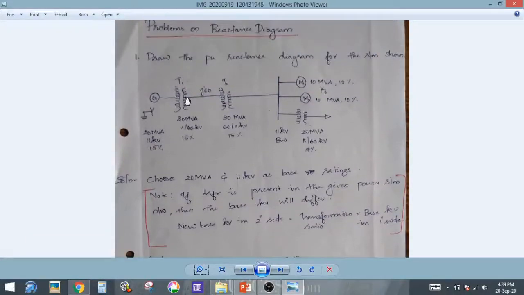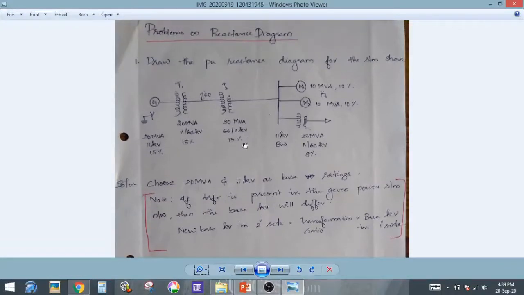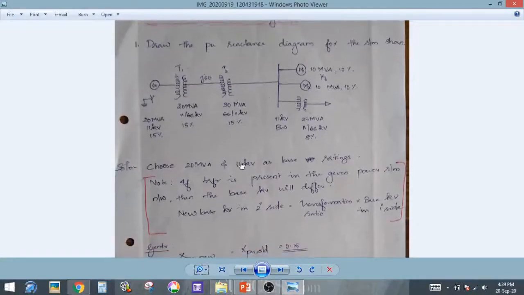We know the transformer usually changes the voltage. So from the generator up to the primary side of this transformer T1, the base kV will be the same, that is 11 kV. But from the secondary side of T1 to the primary side of T2, the value of base kV will be changing, since it is a transformer. Otherwise there is no problem.